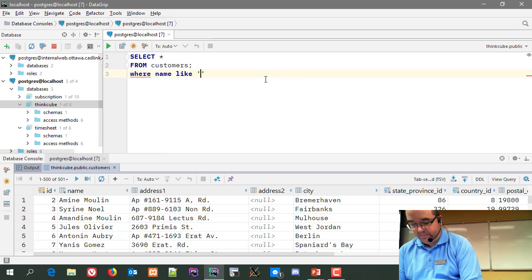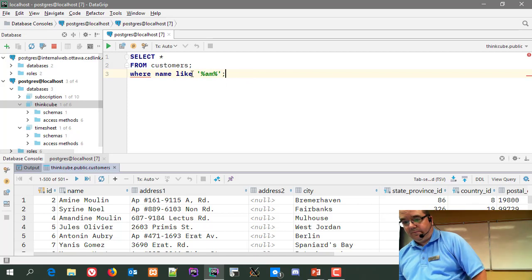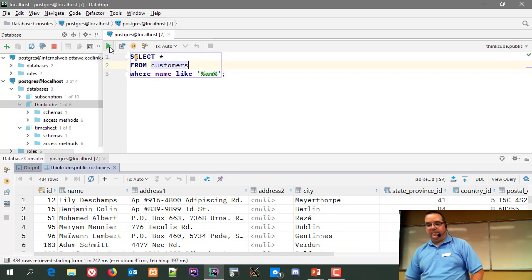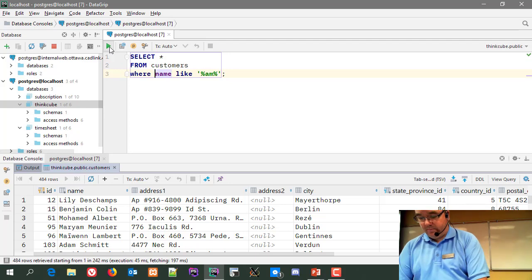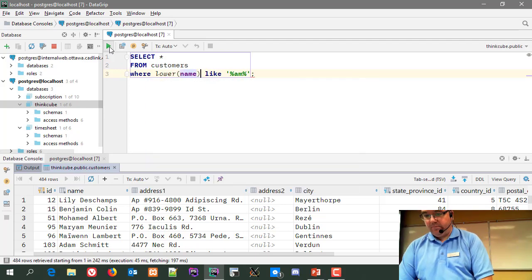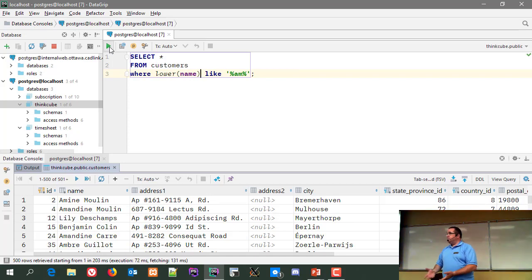So if I did this right now, I'm not catching everybody who has an uppercase AM, but if I were to say this, now it's going to catch mixed case, because what's happening is I'm taking the name, I'm forcing it to lowercase, and then I can pattern match on the lowercase. So for database servers that don't have ILIKE, this is how you do it, which is almost every other database server. Some of them are case insensitive, Microsoft SQL Server and MySQL. Some are case sensitive, and this is how you do it.